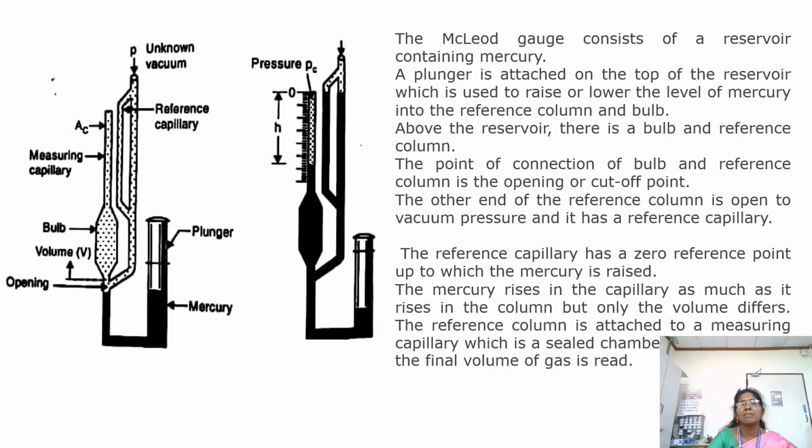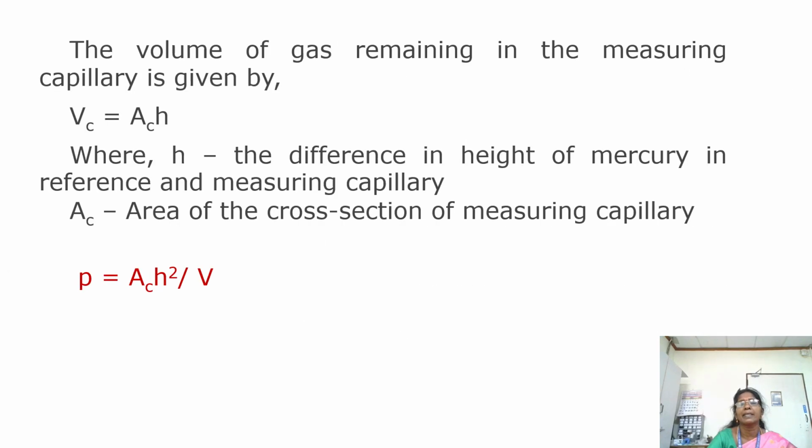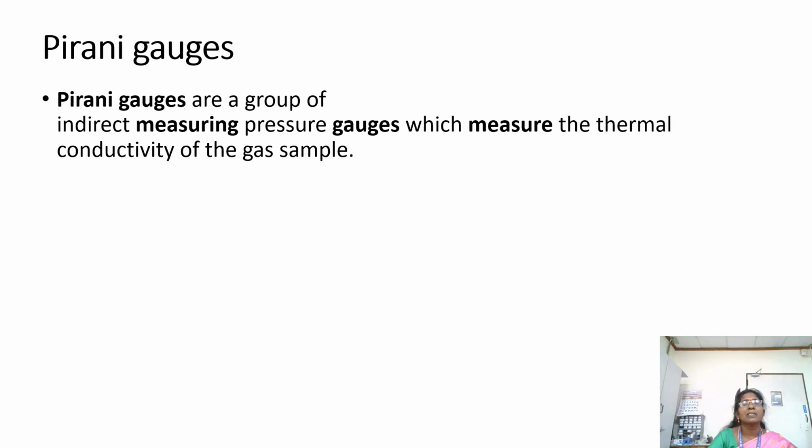The reference column is attached to the measuring capillary, which is a sealed chamber, and the final volume of the gas is read. The volume of the gas remaining in the measuring capillary is given by Vc = Ac·h, where h is the difference in the height of the mercury in the reference and the measuring capillary, and Ac is the cross-sectional area of the measuring capillary. Then P = Ac·h²/V.